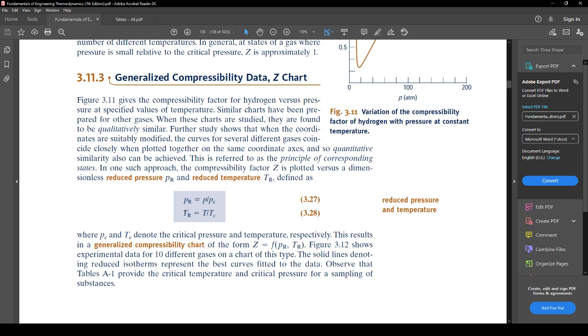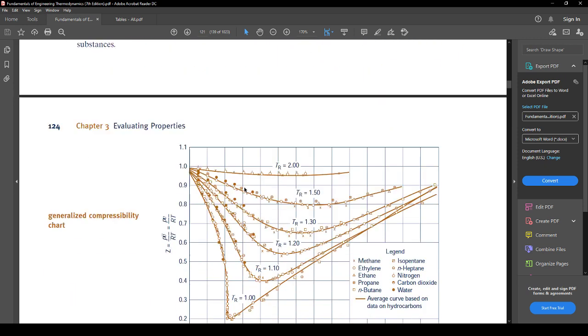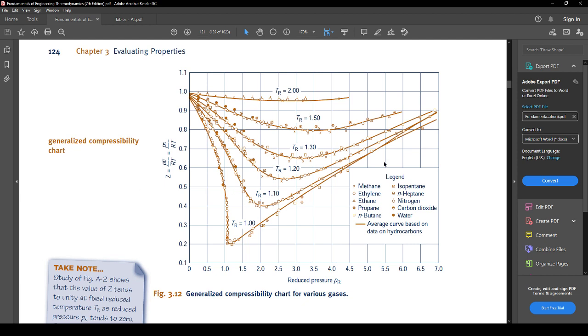And so this right here is what you use. These two, PR and TR, are what you use to graph. So you're not graphing. You're using a table to find Z. Okay. And then it says this results in a generalized compressibility chart of the form Z as a function of PR and TR. So we're going to go look at this in just a second. It says the solid lines denote reduced isotherms and represent the best curves fitted to the data. Observe that Table A1 provides the critical temperature and the critical pressure for a sampling of substances. So we were just there. So this is what it ends up looking like, right?